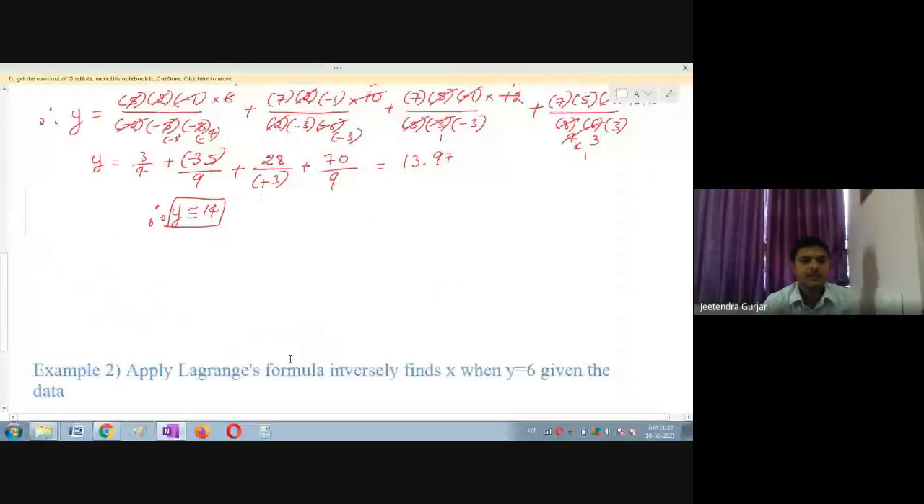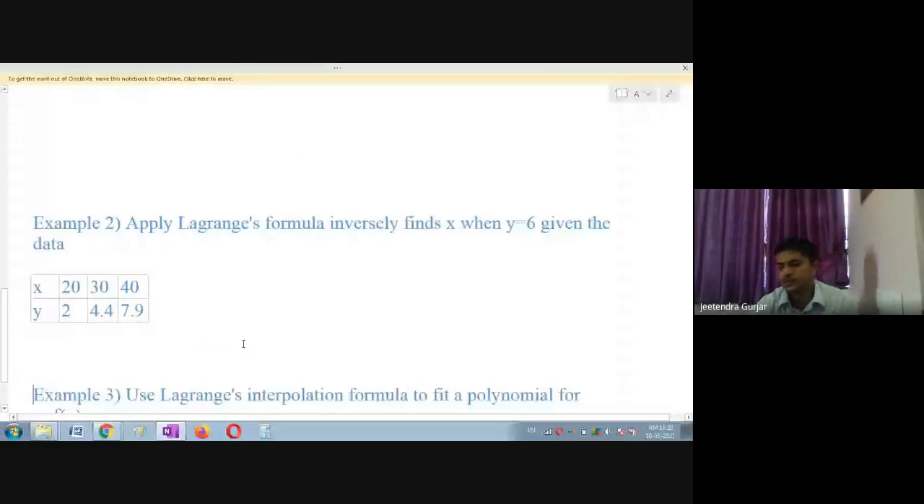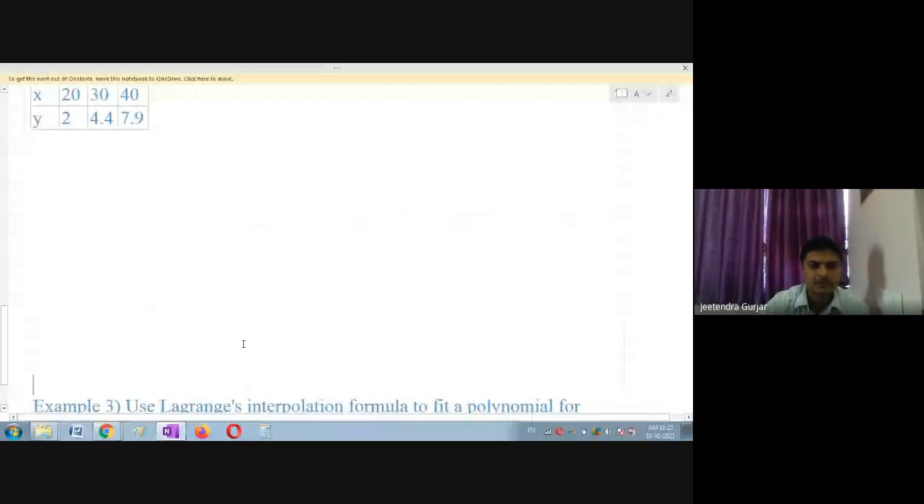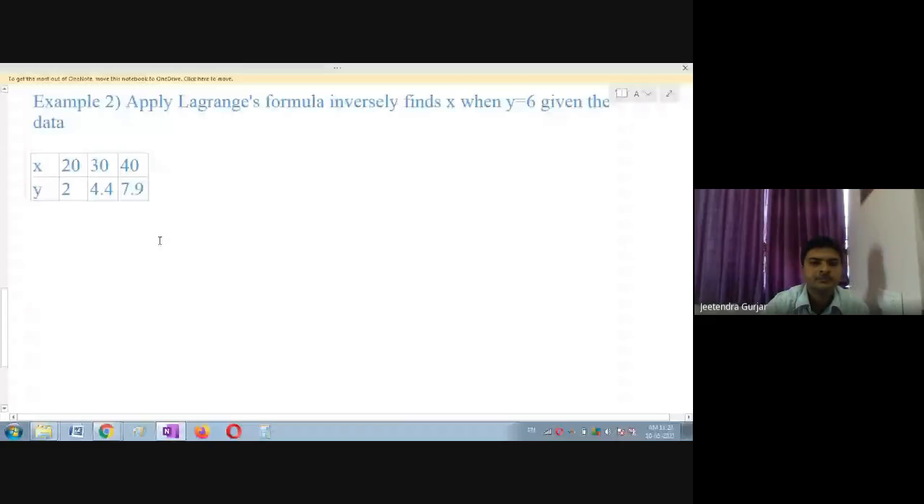So now you can take the next example. You should be quick, fast. In mathematics, you can learn only by practice, students. So practice yourself, that is very, very important.